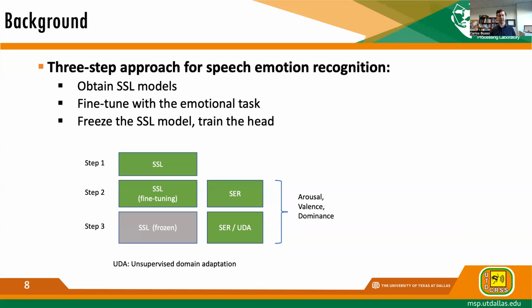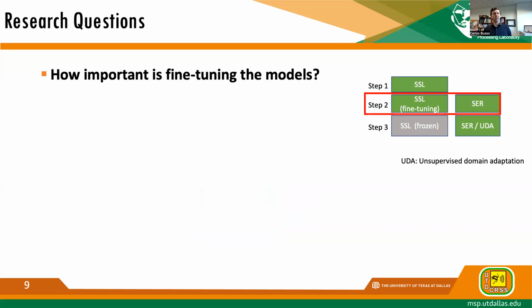And we can build this model for categorical emotions or attributes. In this particular study, we're going to look at arousal, valence, and dominance. So in this context, we ask some important questions. How important is this fine-tuning part in the model, what we call step 2, which is highlighted here in the red box? How important are these steps in order to obtain good performance? How important is it to take these models and use emotional data to adapt them to be more in tune for the task that you have at hand?